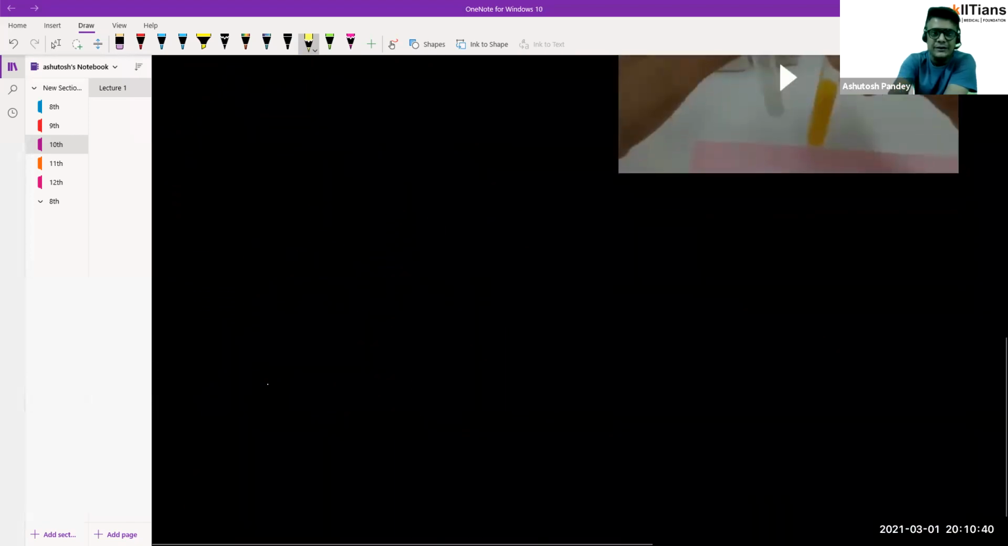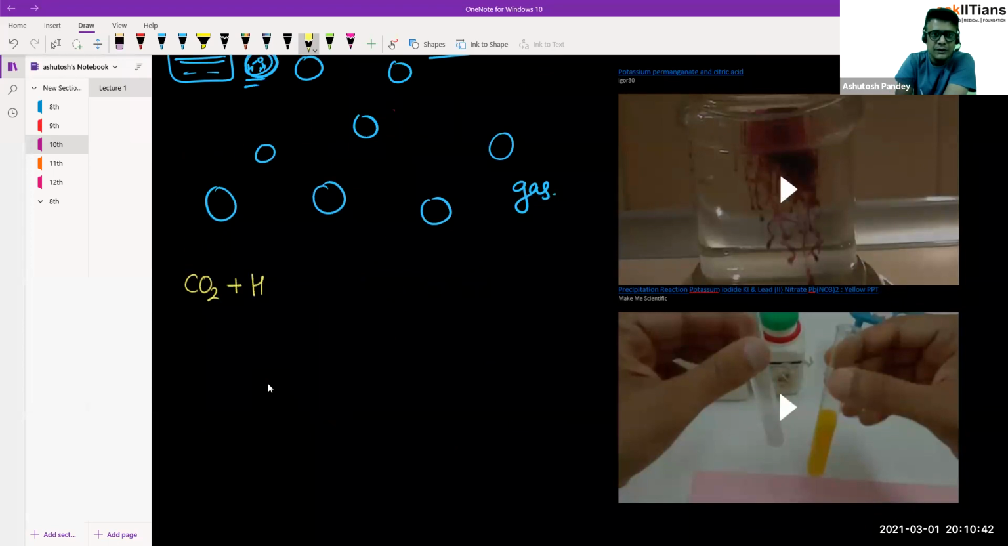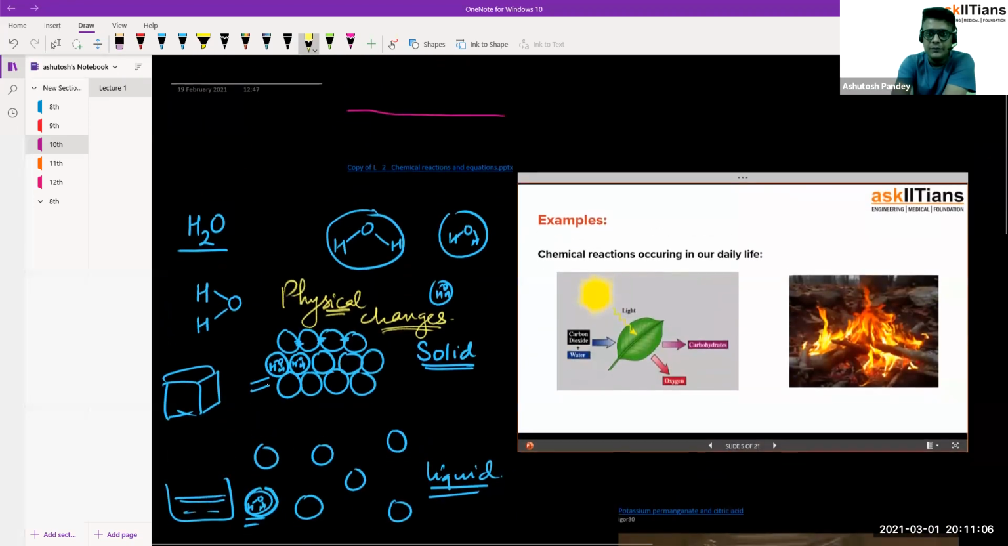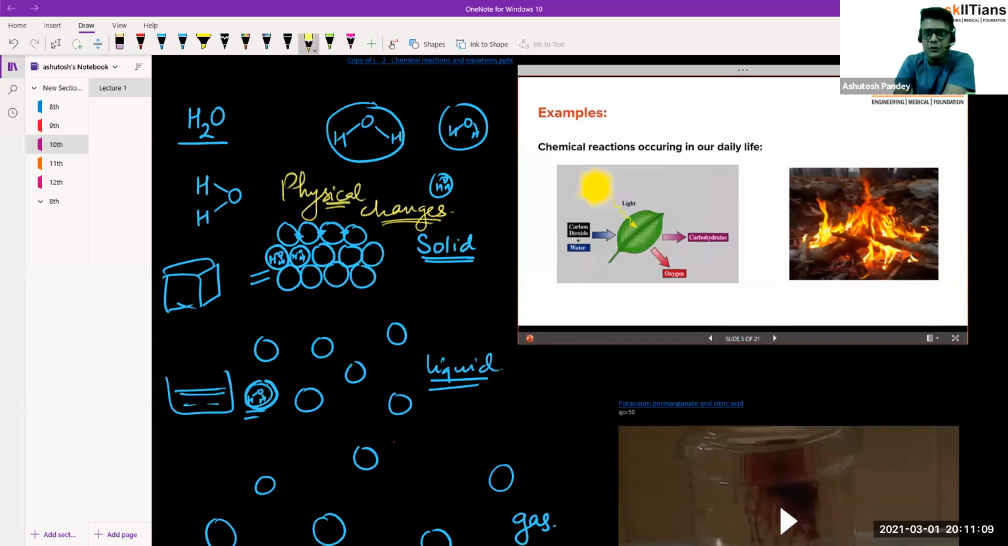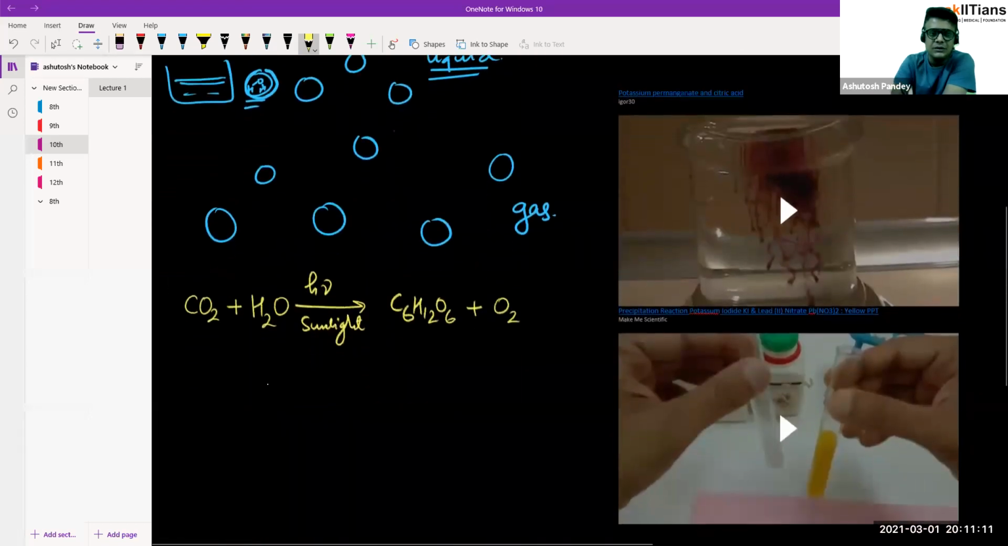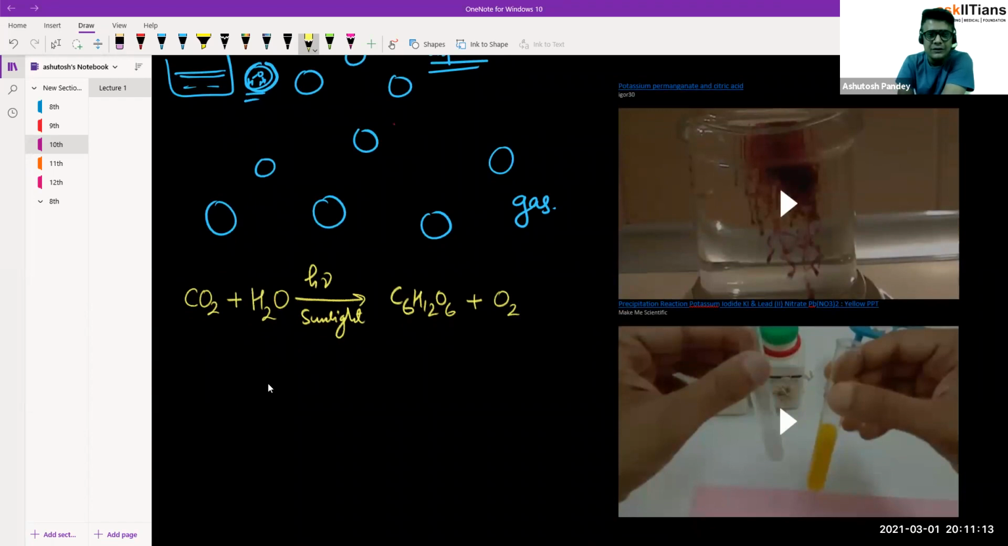So we can write it as CO2 plus H2O. I thought that you people know photosynthesis, I don't know whether you do or not. I think everyone would know. Anyway, CO2 plus H2O in the presence of sunlight, and then we'll get some complex compound, let's say C6H12O6 plus O2. Here we can say carbohydrates plus oxygen. This glucose is also a carbohydrate.